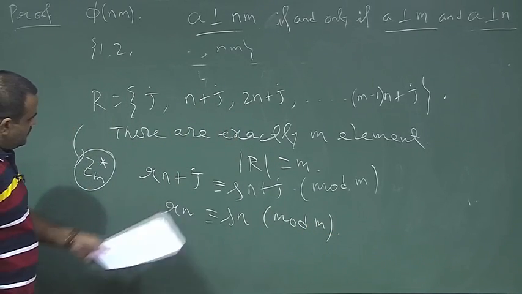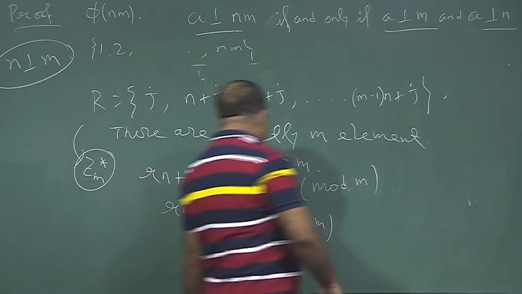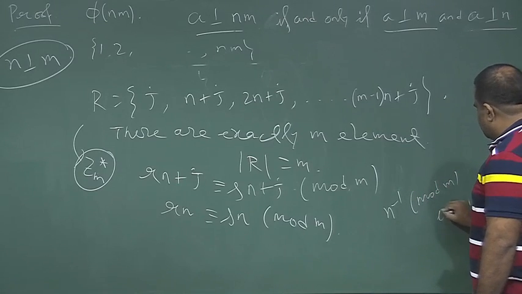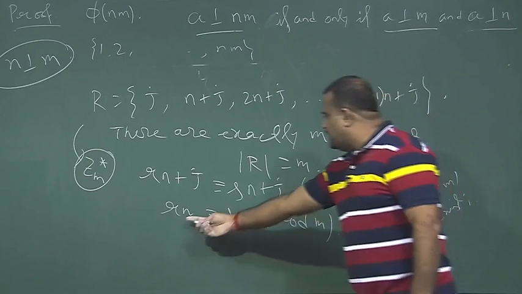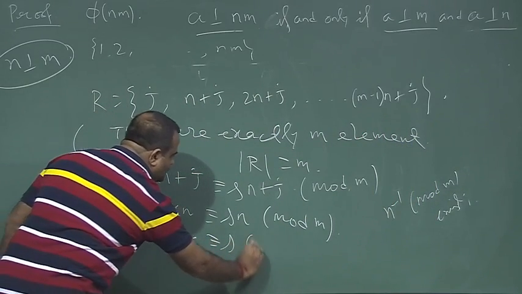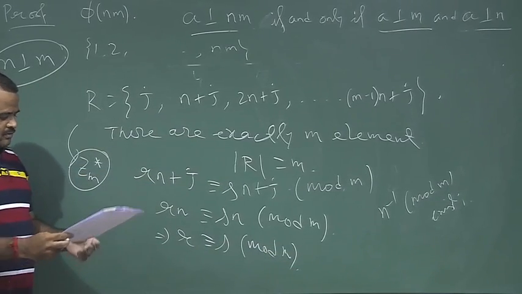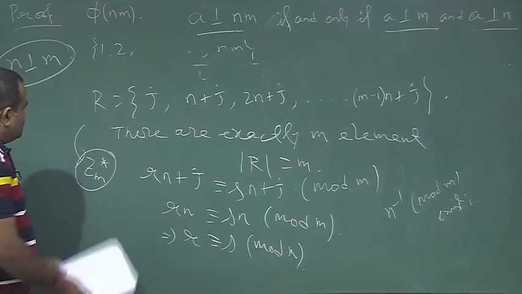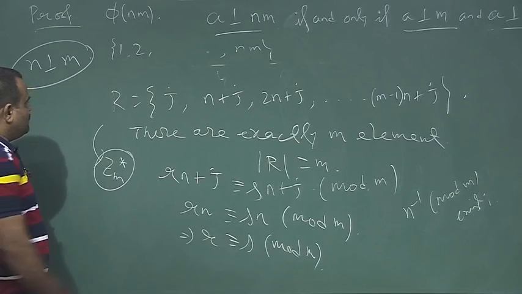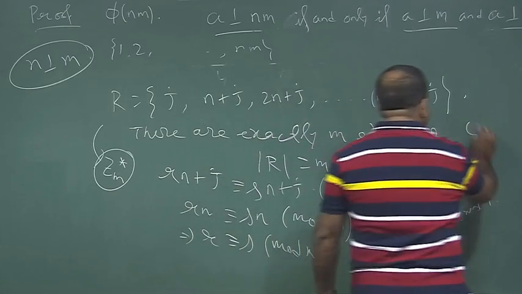Now m and n we have taken relatively prime. So that means n inverse exists under mod m. Since it exists, we can apply n inverse on this. So this will give us r is congruent to s mod m. So that means this set is basically Z m star. So the number of elements which are co-prime to m over here is basically phi of m.